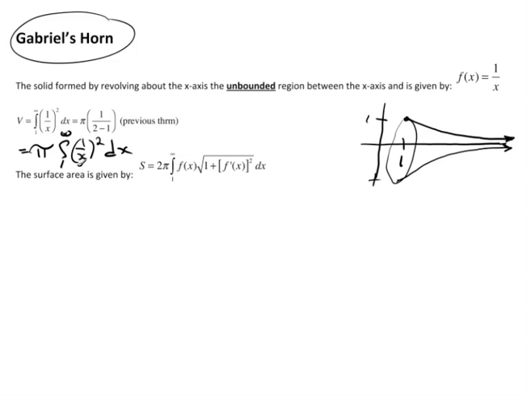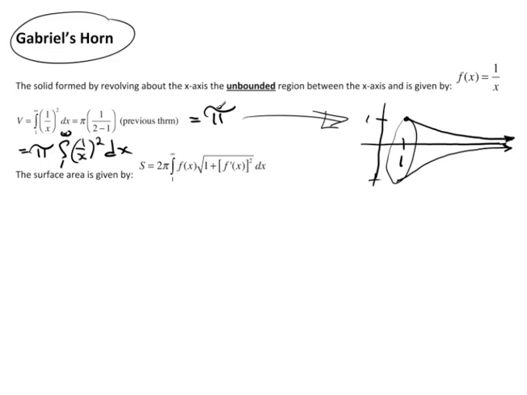So from that theorem, we know that it's going to be 1 over 2 minus 1 times pi, which actually gives me a volume of pi. Or you can integrate this, because we already did once. This is 1 over x squared. This is actually an earlier example. And this integral was 1, so this could be 1 times pi. So I know that the volume inside this horn is actually going to be pi.